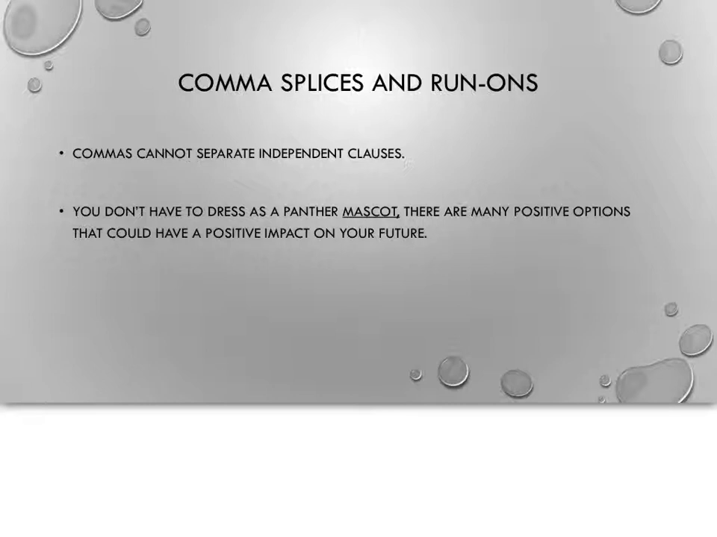The rule is commas cannot separate independent clauses. So if you have two independent clauses, you must have a semicolon between them. Here's another example: "You don't have to dress as a Panther mascot, there are many positive options that could have a positive impact on your future." We see the comma there, and that is not correct. You need a semicolon instead of a comma. There are two independent clauses connected by a semicolon.